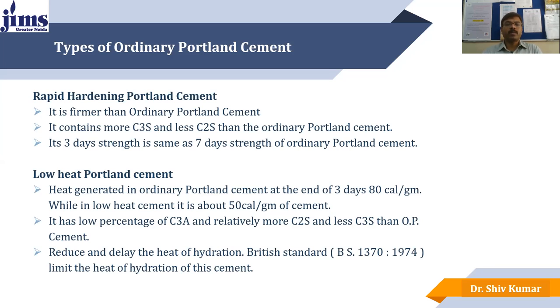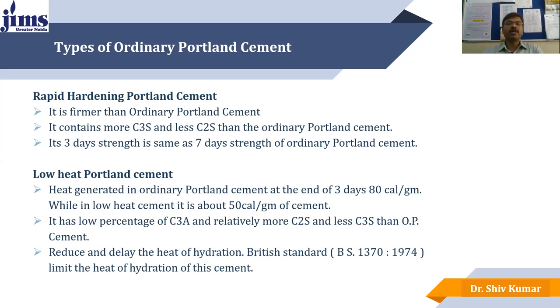This is stronger than ordinary Portland cement. It achieves in 3 days the same strength as the 7-day strength of ordinary Portland cement. It means the rapid hardening cement acquires strength more rapidly than ordinary Portland cement. So it is recommended that rapid hardening Portland cement is used in the columns and beams of high-rise buildings.